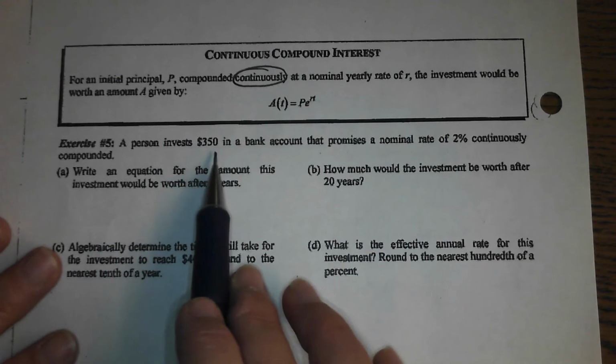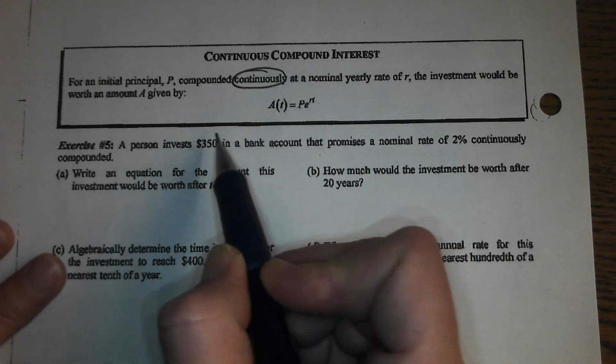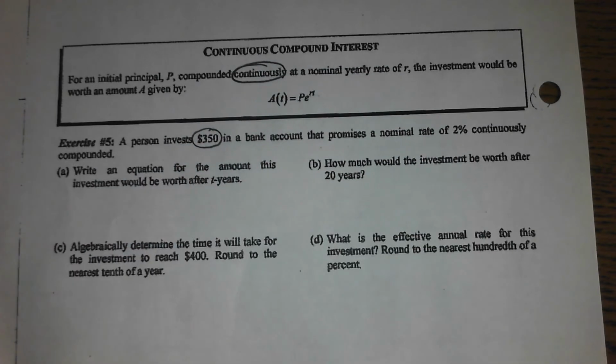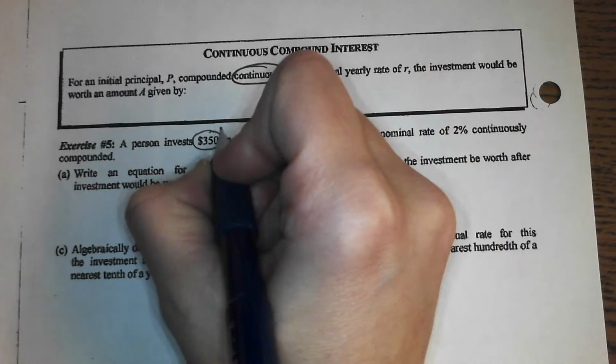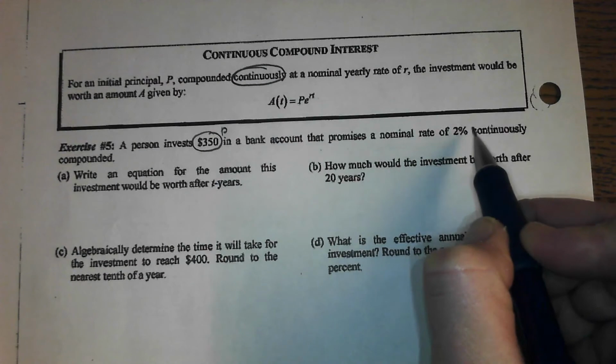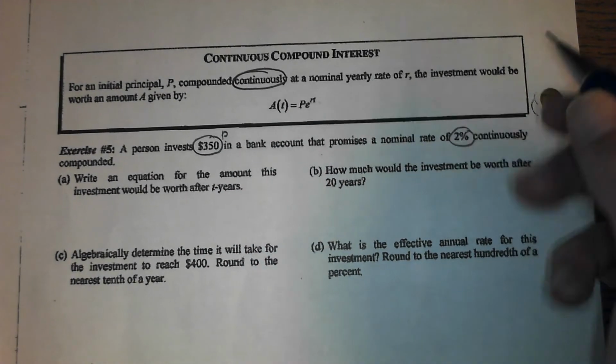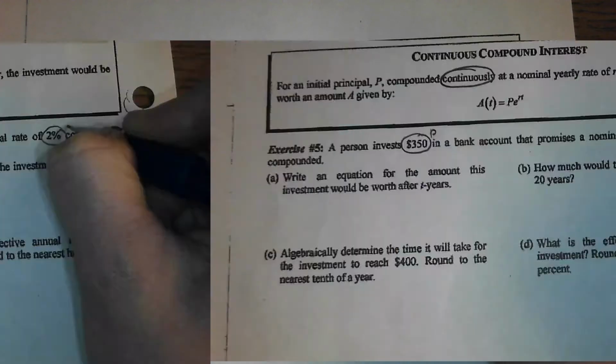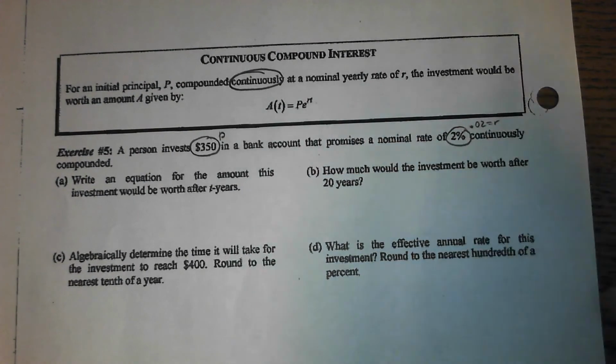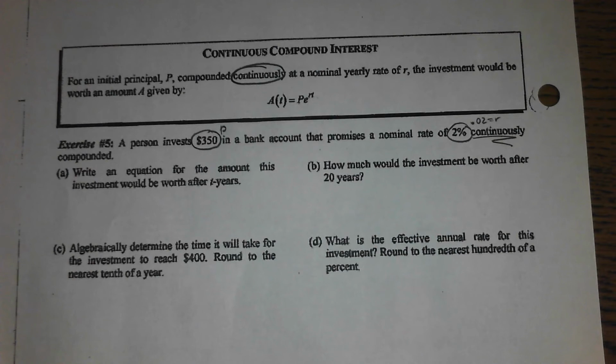So a person invests $350. Where does the $350 go? For a capital P. Good. That promises a nominal rate of 2%. So that is what, Natalie? 0.02 equals r. Very good. You see the buzzword continuously, so obviously if this were out of context and you didn't have that formula sitting there, you'd see continuously and you'd think PERT.